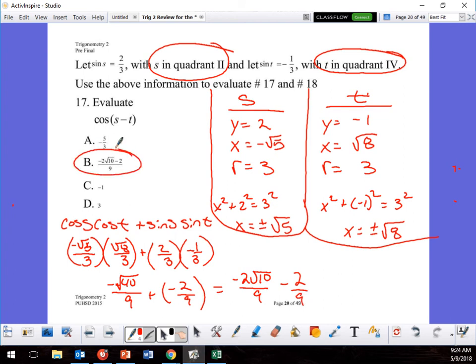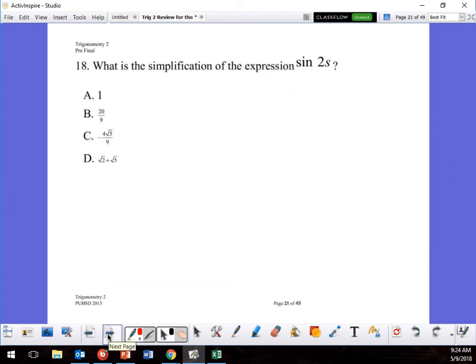So I know you guys wrote down my S's and T's right here because I have to use this again for question 18. All right, what is simplification of the expression sine of 2s? Now, we have to go to the reference sheet. This is a different place in the reference sheet.